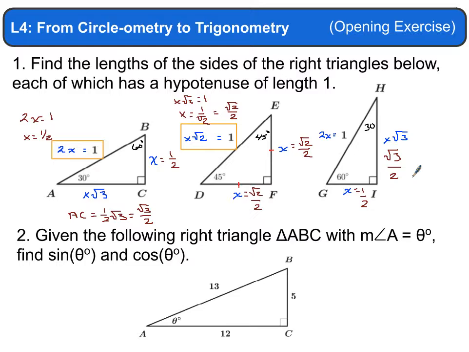The final part of review is in number 2 in the opening exercise, where it says, given the following right triangle, we have angle A, which is theta. They want us to find the sine of theta and the cosine of theta. This is just to give you a chance to recall your sine, cosine, and tangent.